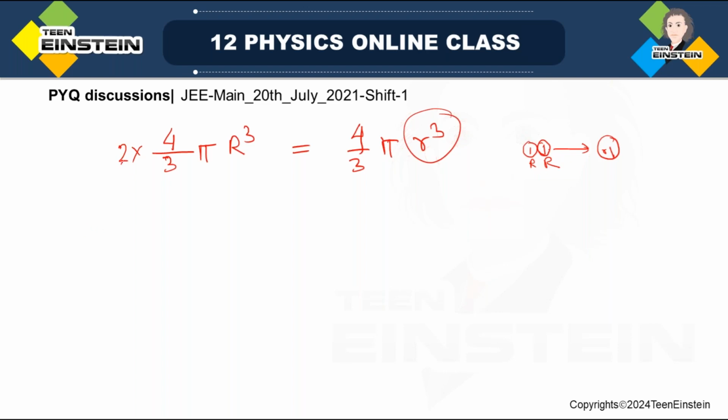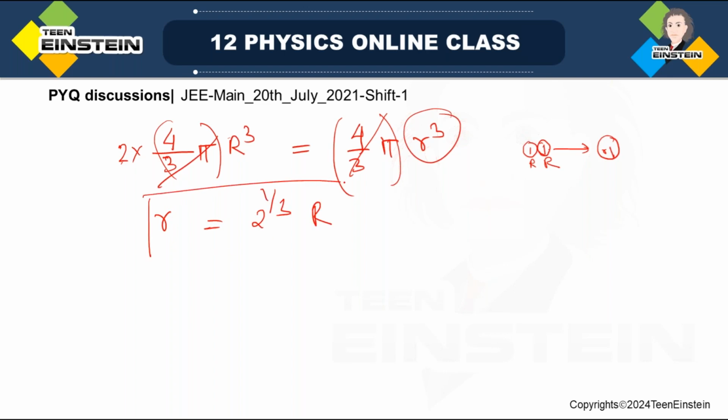In this case, you have to remember one fact, that the volume remains the same. So from here, we can strike out this 4 by 3 pi from both sides, and small r will be 2 to the power 1/3 capital R. Now we know the change in the area. Area now is 4 pi small r square divided by earlier 4 pi capital R square. This ratio itself will give you the answer.